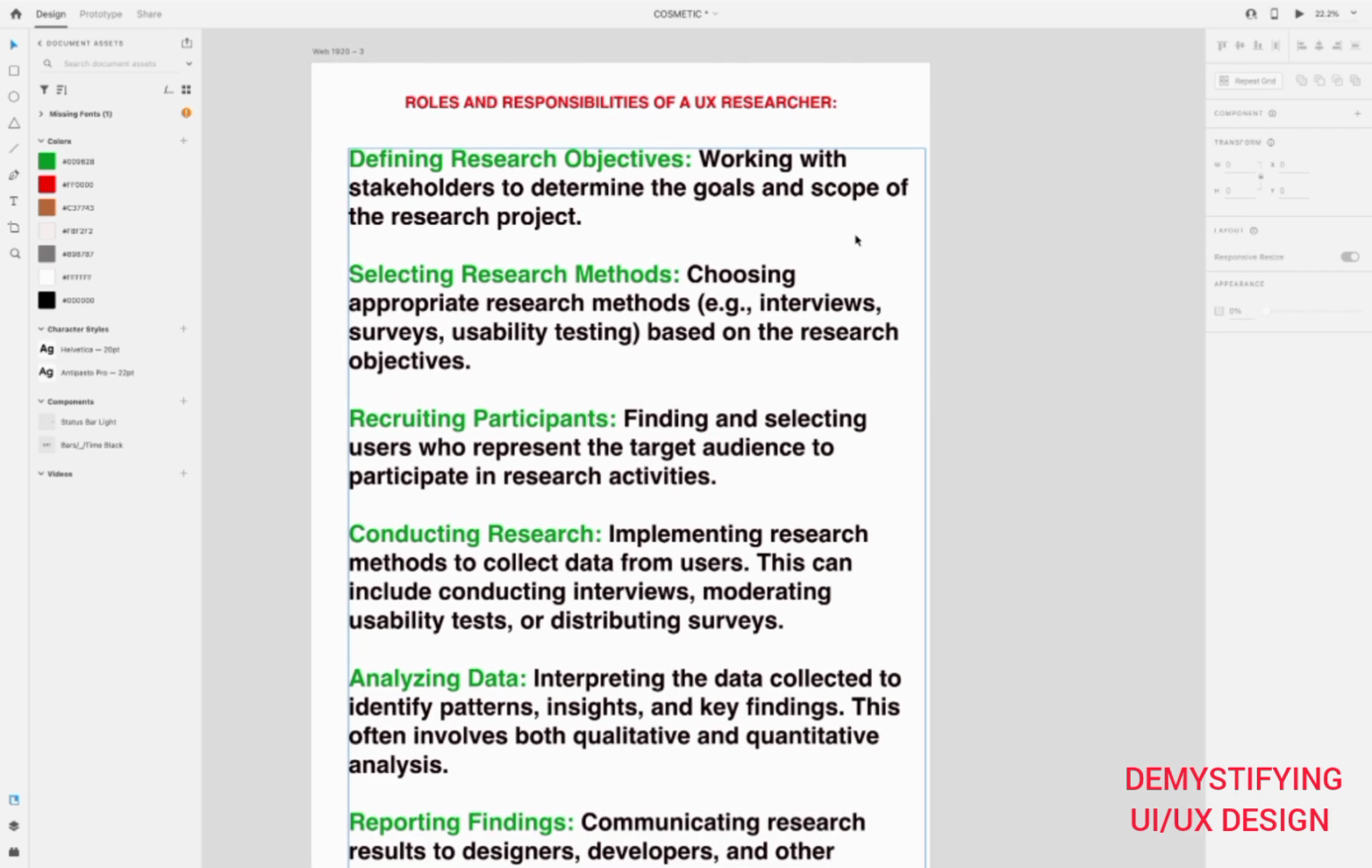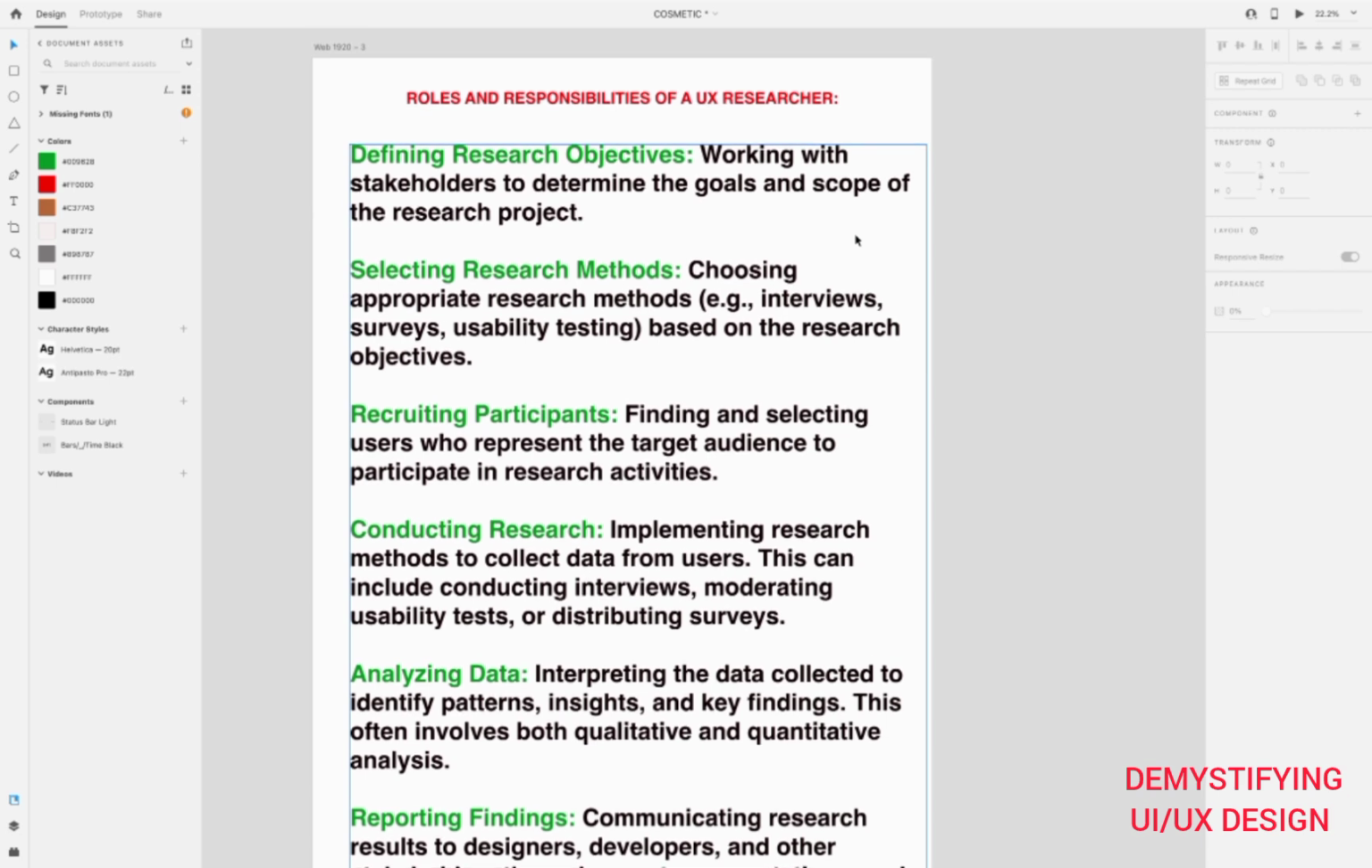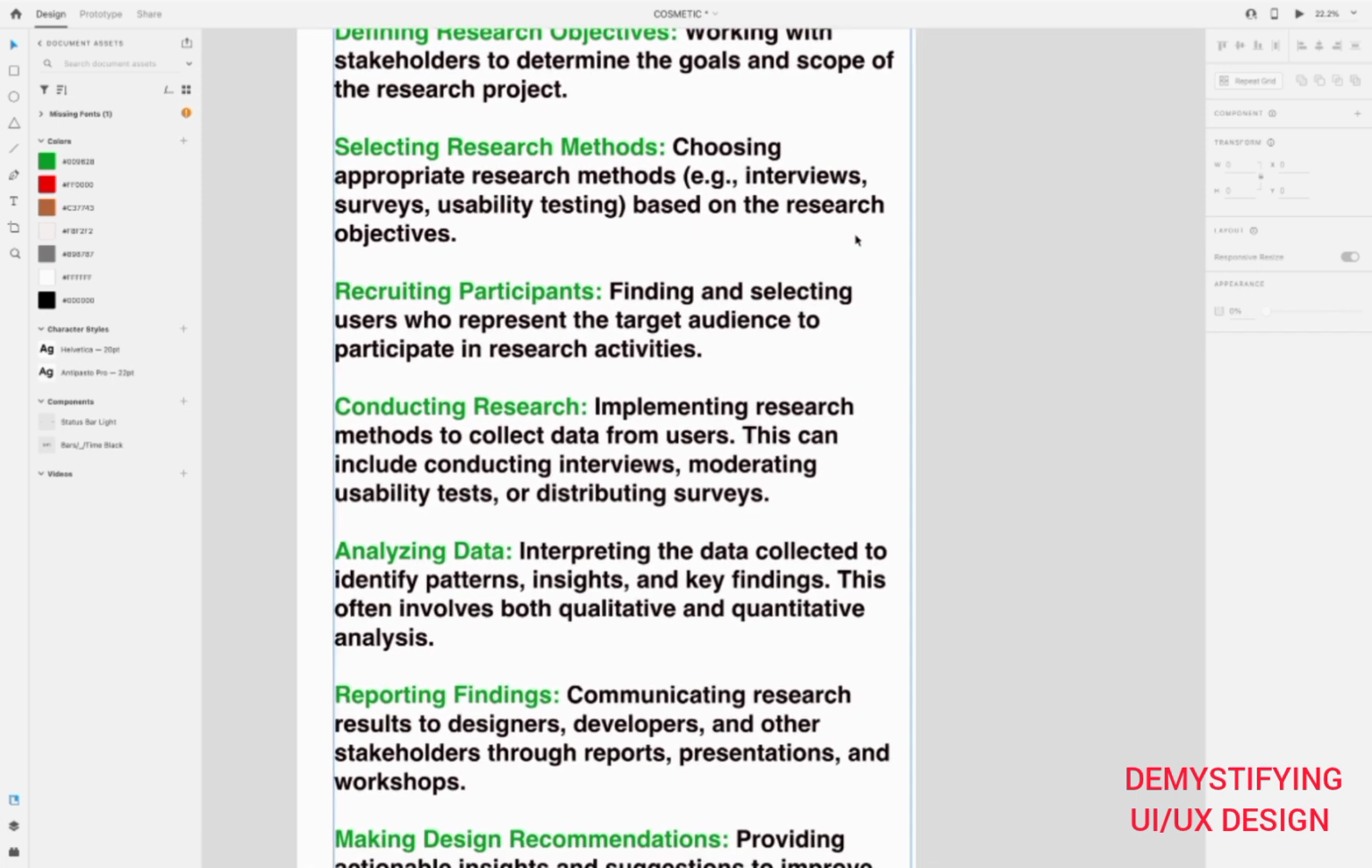The next one is analyzing data: interpreting the data collected to identify patterns, insights, and key findings. This often involves both qualitative and quantitative analysis. Now we are talking about qualitative and quantitative analysis, whereby we talk about the figures and facts that we need for that particular product.